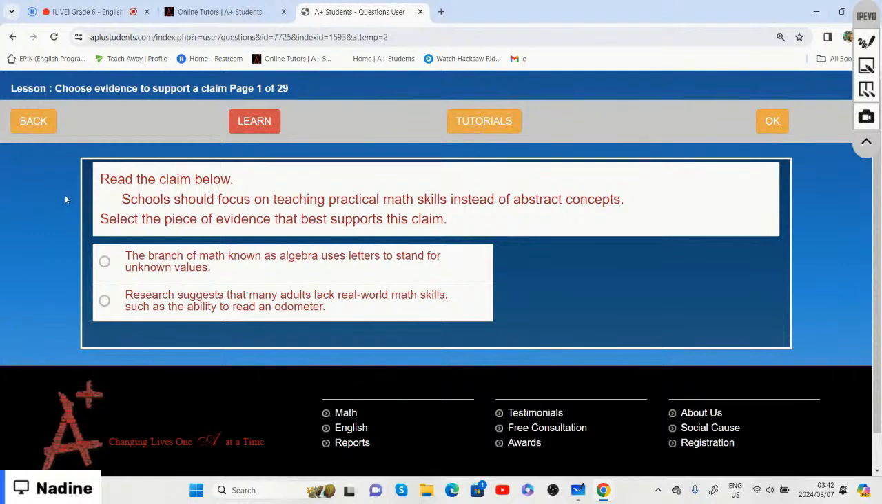All right, let's go to choosing evidence to support a claim, the test. We need to read the claim below. Schools should focus on teaching practical math skills instead of abstract concepts. Select the piece of evidence that best supports this claim. Is it the first option: the branch of maths known as algebra uses letters to stand for unknown values? Or is it: research suggests that many adults lack real-world math skills, such as the ability to read an odometer?